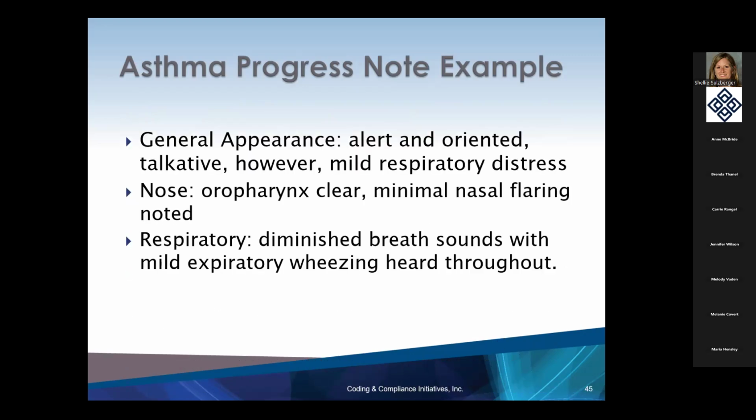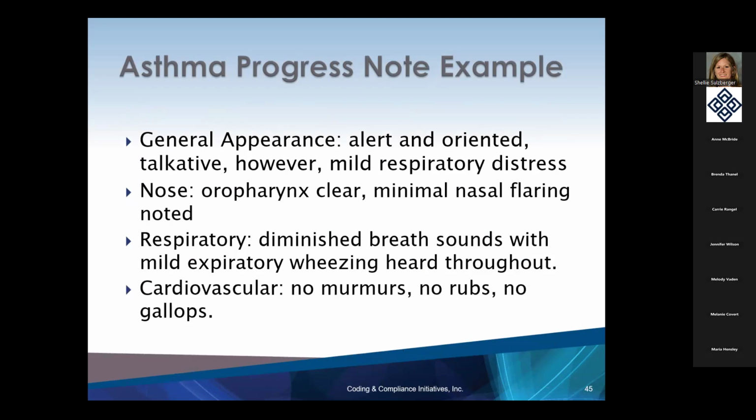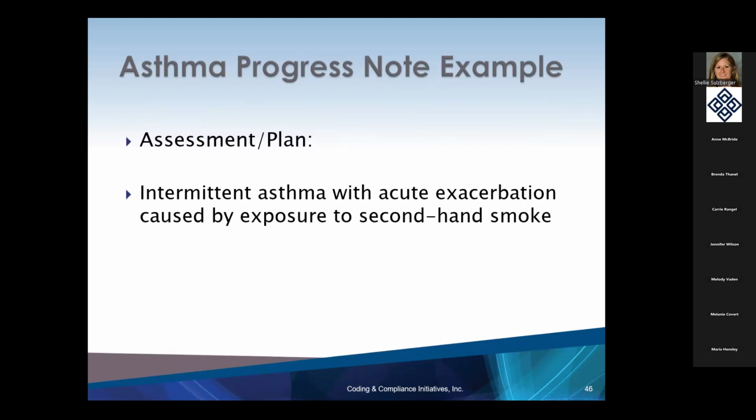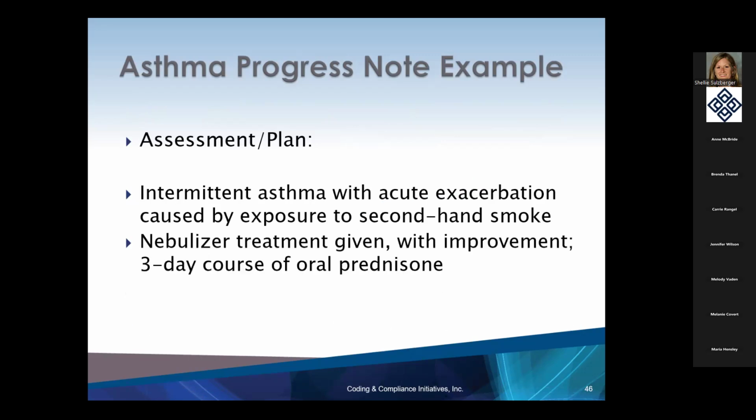We have our pertinent exam. So on respiratory, we do show that there's some diminished breath sounds, some wheezing. And then our final assessment and plan: intermittent asthma with acute exacerbation, and why. It's caused by secondhand smoke. Neb treatment given with improvement, and then started them on a 3-day course of oral prednisone. They do have a family history of asthma.